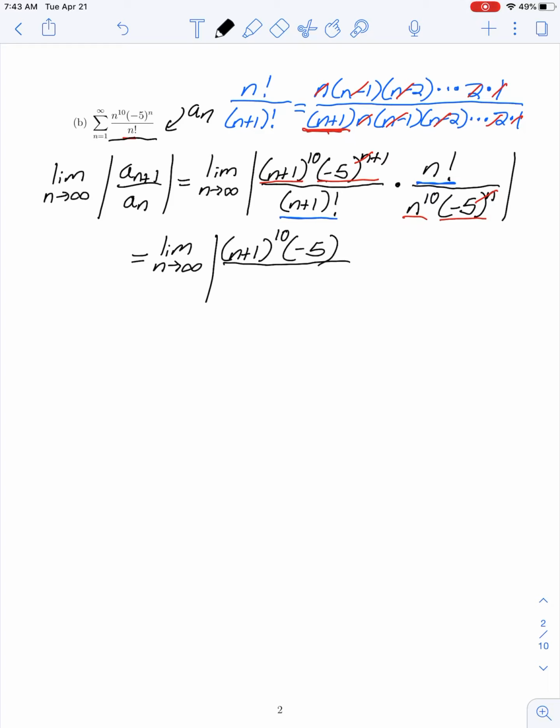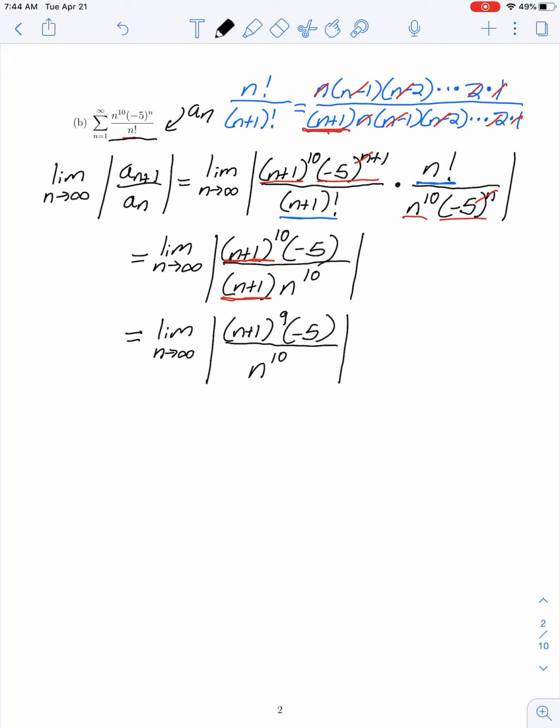Then our n factorial divided by n plus 1 factorial gave us 1 factor of n plus 1 in the denominator times this n to the 10th power. So here we see we could simplify a bit further. We have an n plus 1 to the 10th divided by n plus 1 to the 1st. So that leaves us with n plus 1 to the 9th in our numerator. So here we have n plus 1 to the 9th power times negative 5 over n to the 10th power.